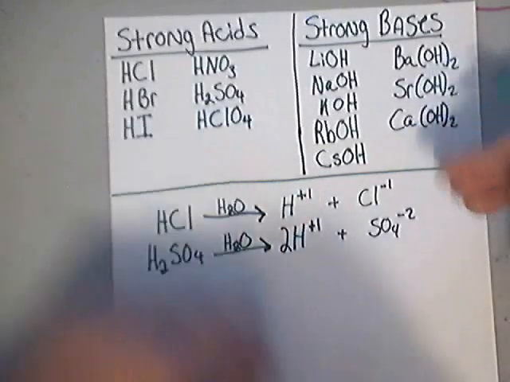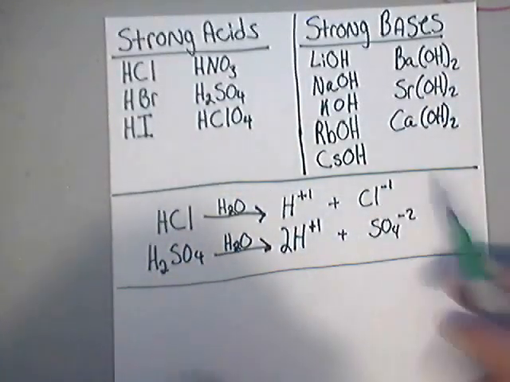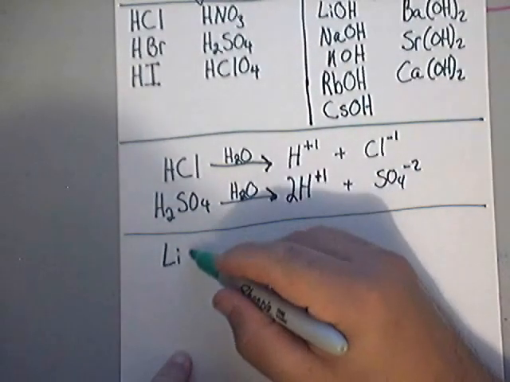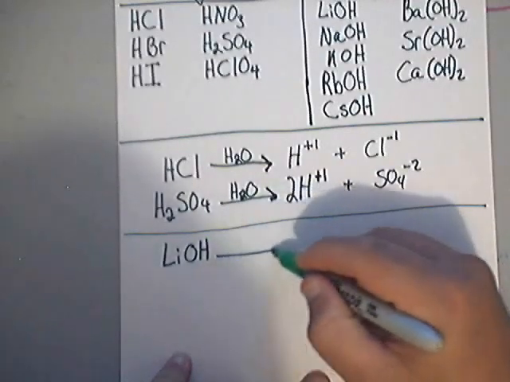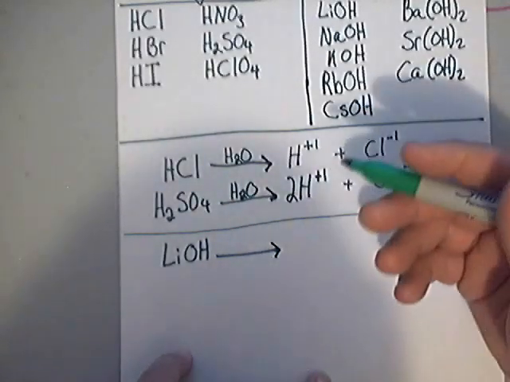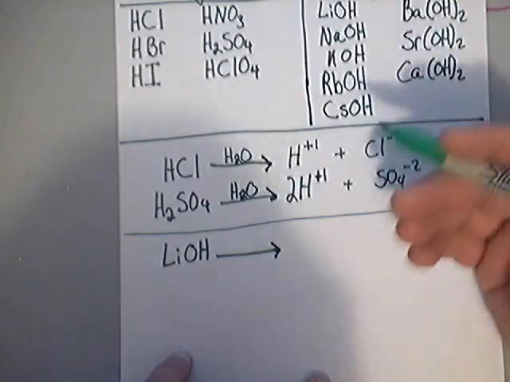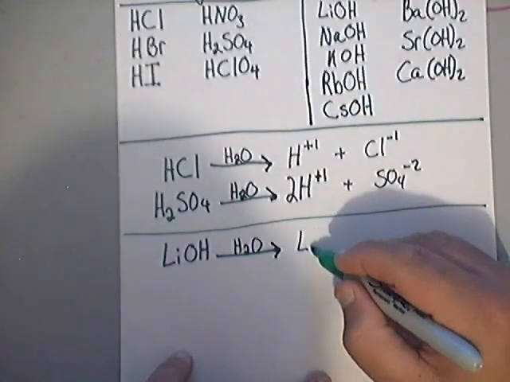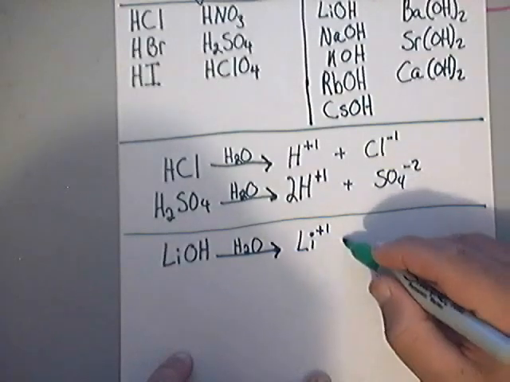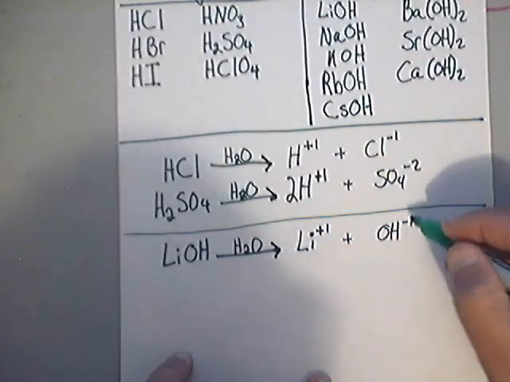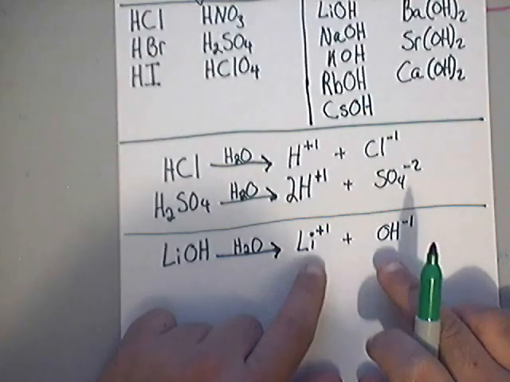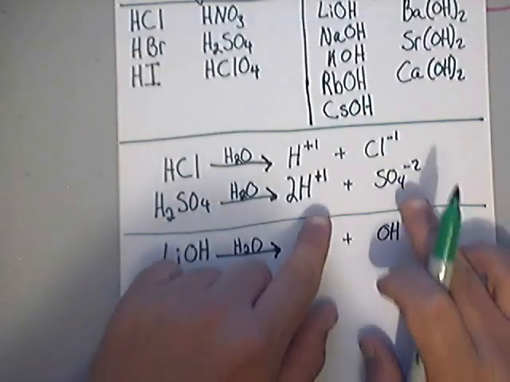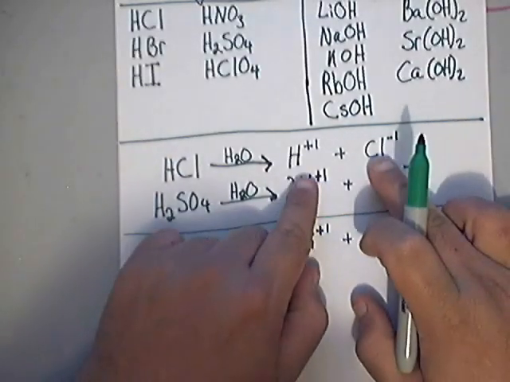Now, the bases behave the same way. They dissociate 100%. If lithium hydroxide were to enter a container of water, say an Erlenmeyer flask or beaker, it too would break down 100% to ions, where you would have Li plus 1 and OH negative 1. There wouldn't be any of the original left at all. It'd be in ions.